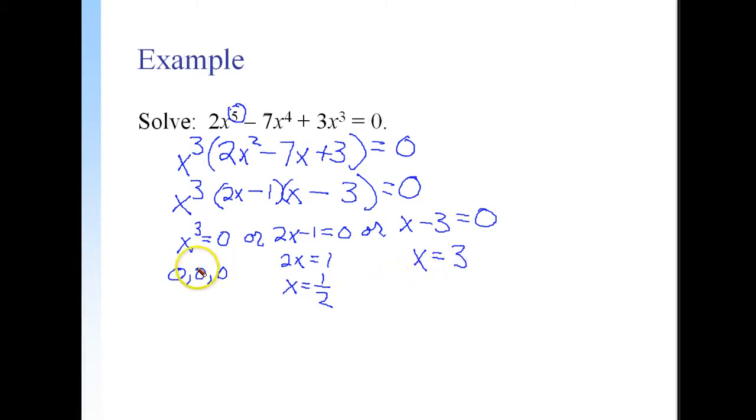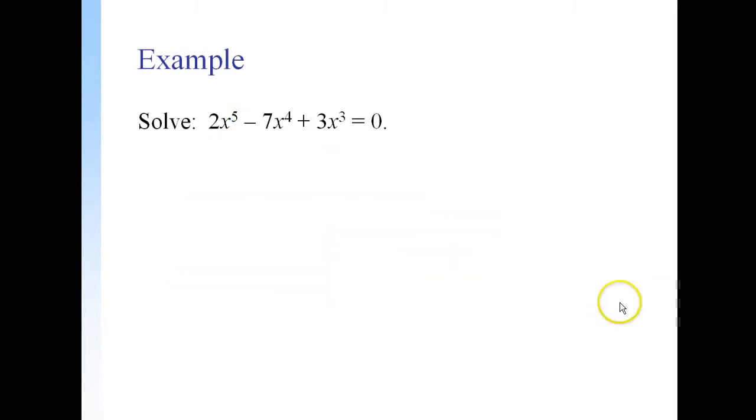So my 3 answers are, 3 of them are zeros. Usually you don't have to write them 3 times if it's all the same. And this is a positive 1/2, and this is a positive 3. Now if you put x is 0 in there, that's 3 times, that works. If you put x is 1/2, that you're going to raise to the 5th power, theoretically that's going to work too. And so does this one. So let's take a look.